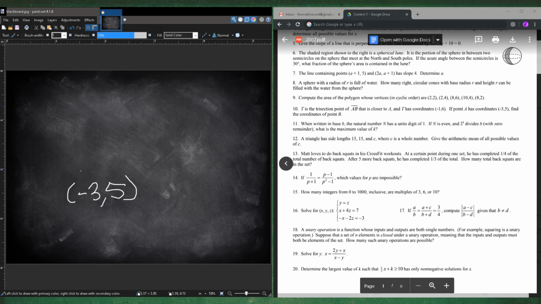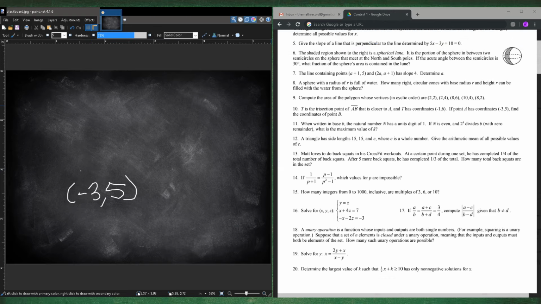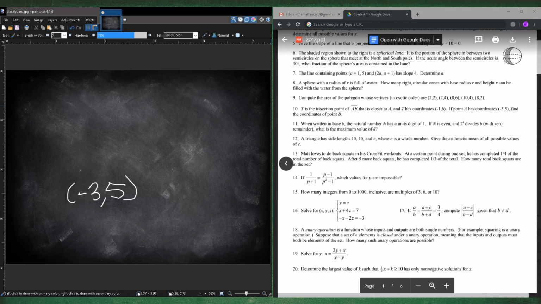And you also are given the coordinate of T, which is negative 1, 6. And T is a trisection point of AB that's closer to A. So we have a point negative 1, so it's going to go to the right, and then 6. So it's like negative 1, 6, right? So it's a trisection point. So it's got to be a point here, point here, point here, and point here.